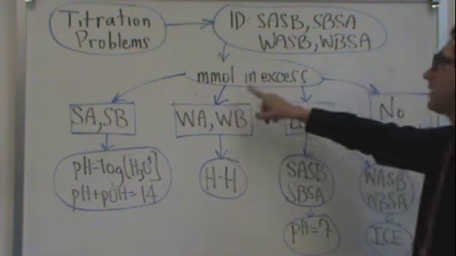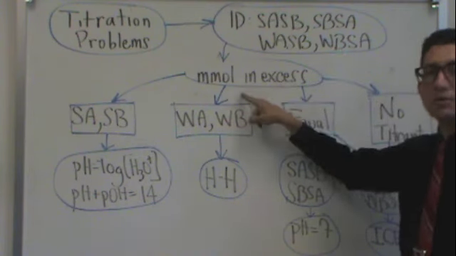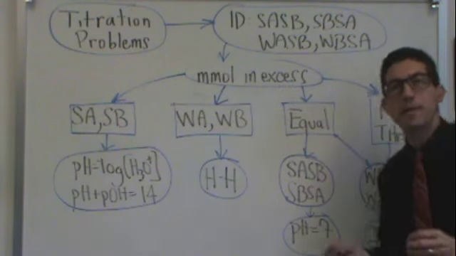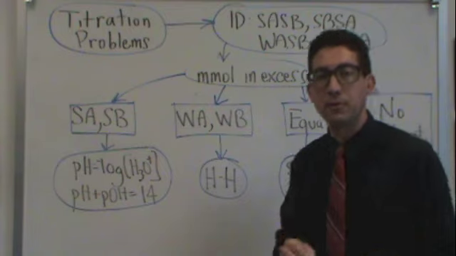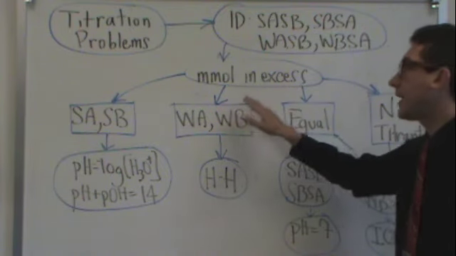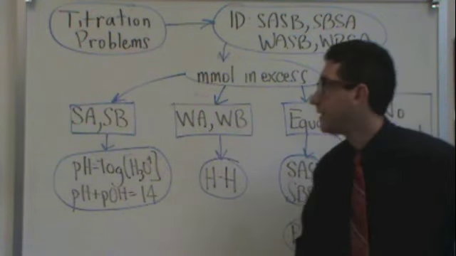Once you discover that, then you want to ask yourself, which one has the millimoles or moles in excess? So which one is there more of? You might have to do a little bit of math to figure this out, or convert from molarity to moles, but figure that out. Once you figure that out, you have a couple options here. In fact, in my mind, there's 4.